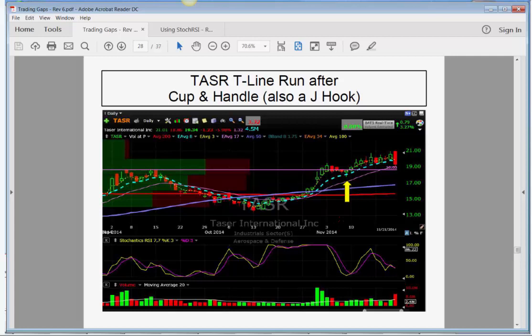Now, I'll cover my stochastics RSI. If we have time, I'll go over a whole presentation on that. But basically, it's telling me it's running out of steam.